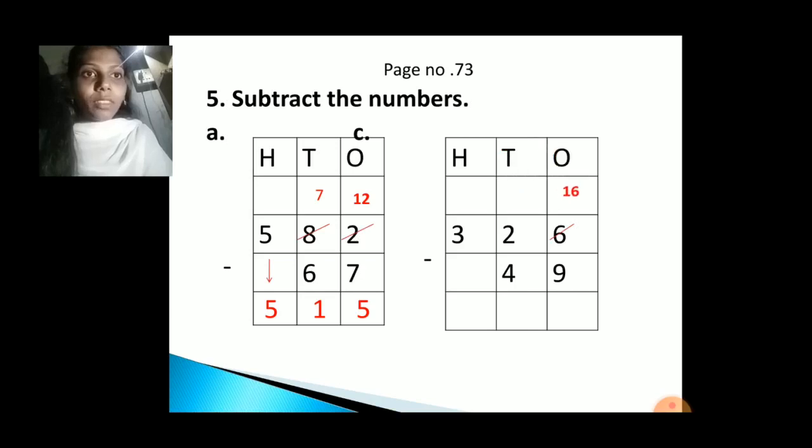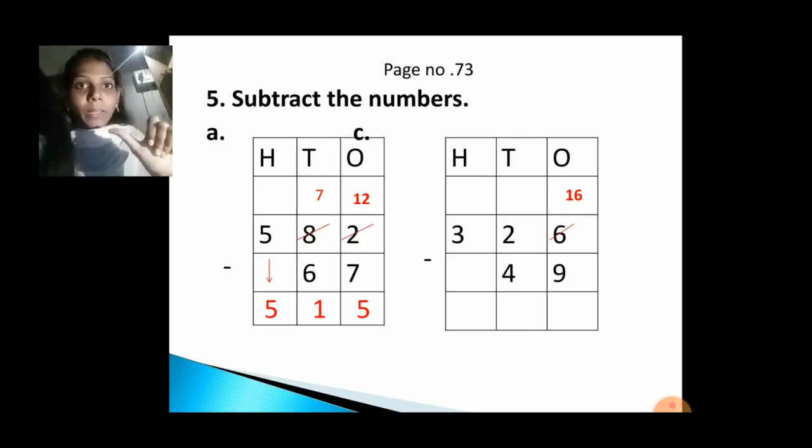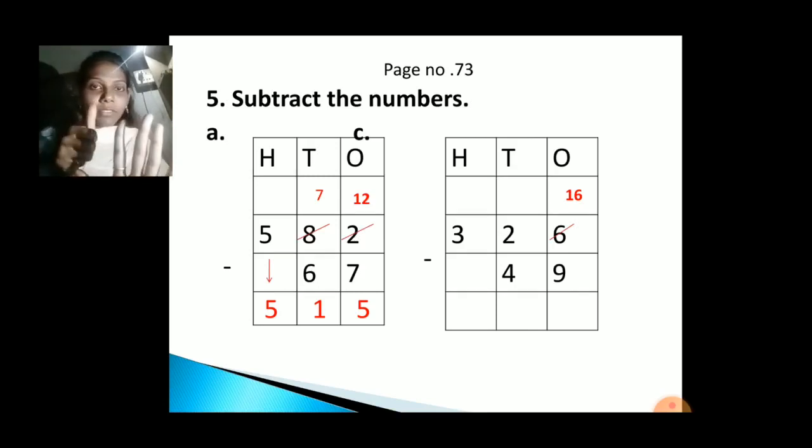Now we will subtract 16 minus 9. So for this purpose, what we will do? We will count after 9 till 16. Now count with me. 10, 11, 12, 13, 14, 15, 16. How many fingers are here? 7. So 16 minus 9 equals to 7.